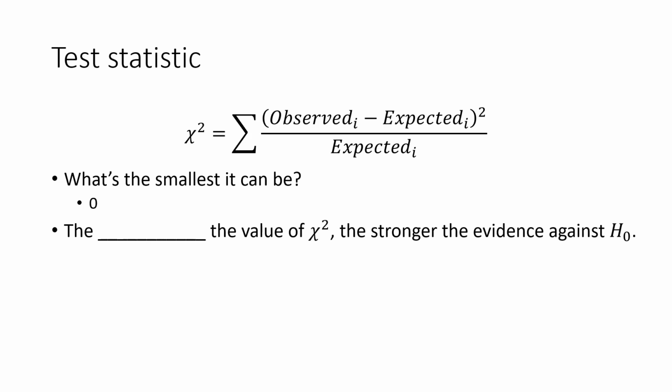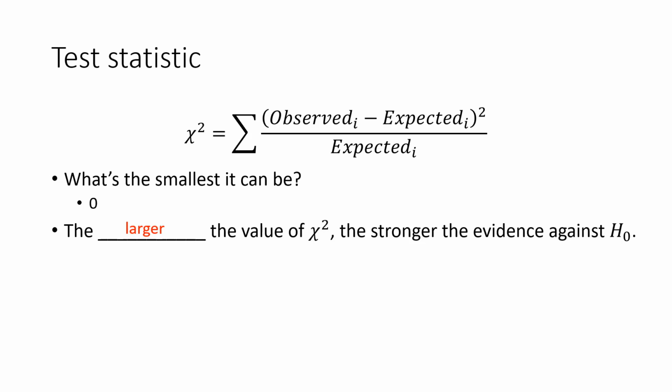Now think about how you would fill in the blank in this sentence. The blank, the value of the chi-squared test statistic, the stronger the evidence against the null hypothesis. The answer is larger. The stronger the evidence against the null hypothesis means the more different the observed counts are compared to what we would expect if the null hypothesis were true. And that should give us a test statistic that is far from 0, that's very large.